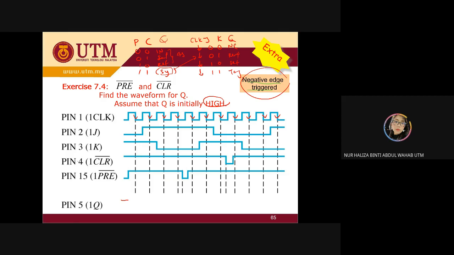We already have the table to refer to. We need to look into our pre and clear. So for every change at our pre and clear, you need to draw the dotted line also. Just now you can see it directly gave you the dotted line. This question already knows the answer. But for us, as I already mentioned, we don't know. So first thing we look at our pre and clear. Whatever changes, we're going to draw the dotted line.